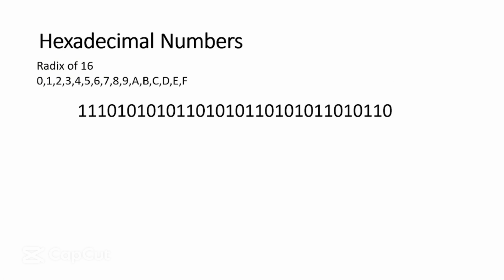Now we have hexadecimal numbers. Hexadecimal numbers are based on a radix of 16, meaning this system uses 16 digits as representation. To represent the numbers, we have 0, 1, 2, 3, 4, 5, 6, 7, 8, 9. And to represent the numbers 10, 11, 12, 13, 14, and 15, we have A, B, C, D, E, F. F here is the last number, which is 15.